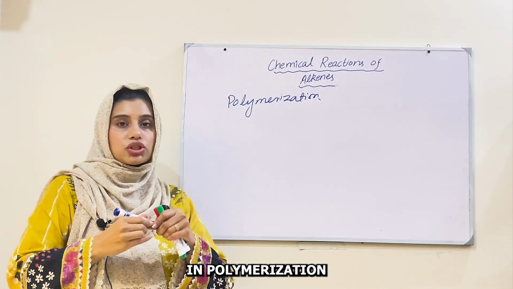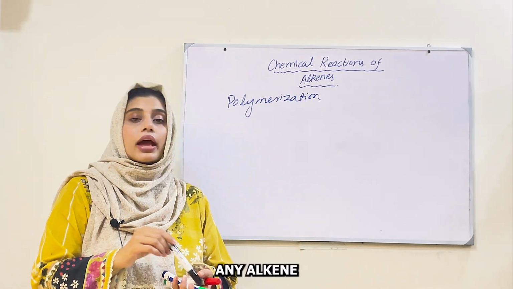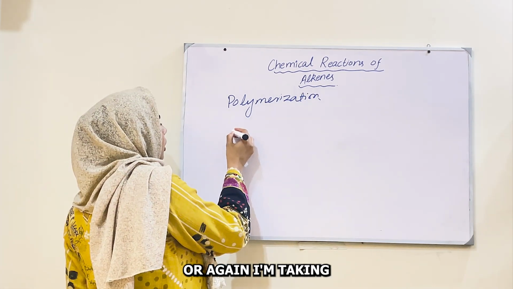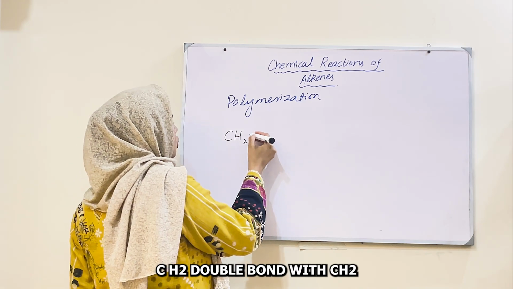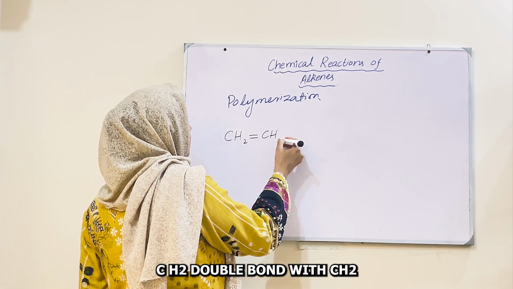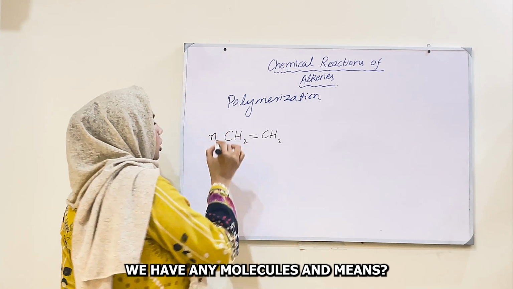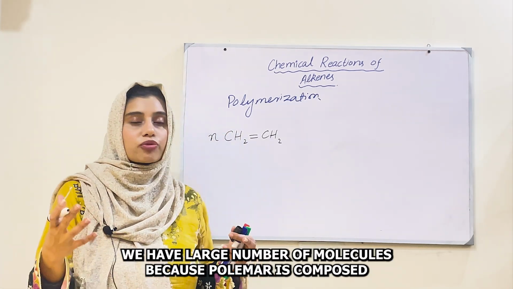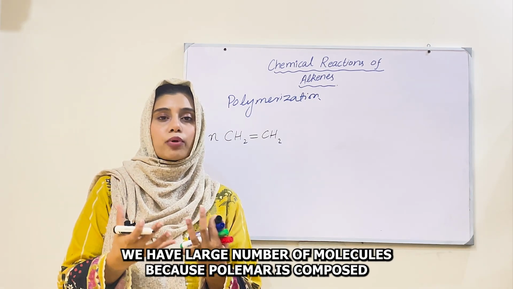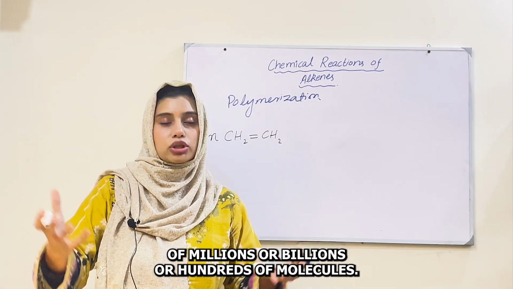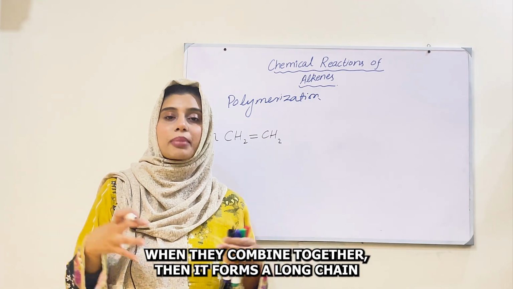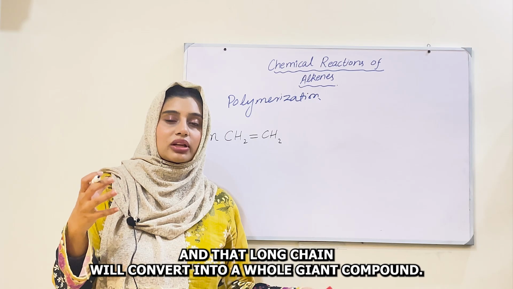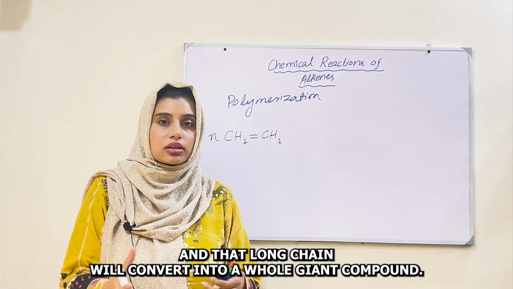In polymerization, any alkene, I'm taking CH2 double bond with CH2, we have n molecules. N means we have a large number of molecules, because a polymer is composed of millions or billions or hundreds of molecules. When they combine together, it forms a long chain, and that long chain will convert into a whole giant compound.